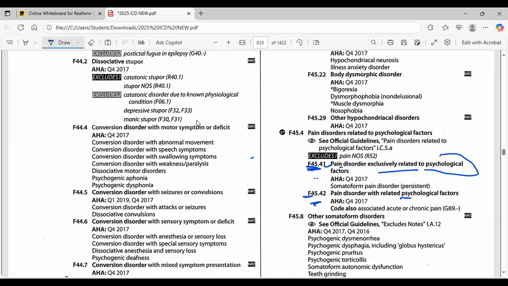In F45.42, we have both the conditions. The patient has a pain disorder, other pain disorder, as well as, due to that pain disorder or even any other condition, the patient has a psychological factor. So whenever a patient has pain disorders and psychological factors which are unrelated with each other, in that case we have to use F45.42, and we have to use F45.41 whenever the patient is getting pain due to the psychological factors.